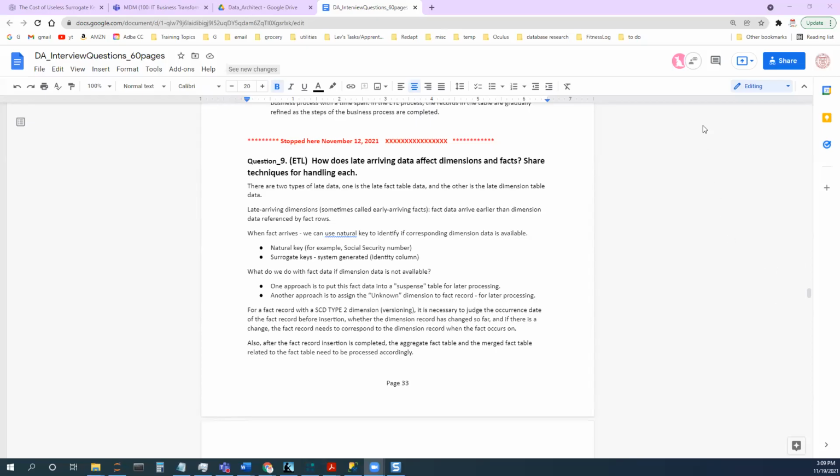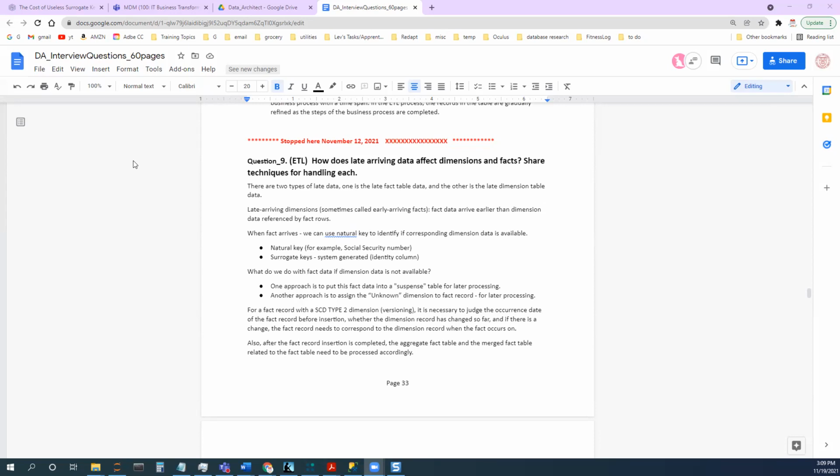All right, guys, so we're going to continue on here with the ETL section of the data architecture interview questions. We're going to start with this one right here. How does late arriving data affect dimensions and facts? Share techniques for handling each. There are two types of late data. One is the late fact table data, and the other is the late dimension table data.